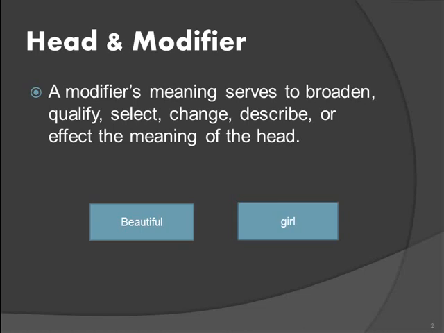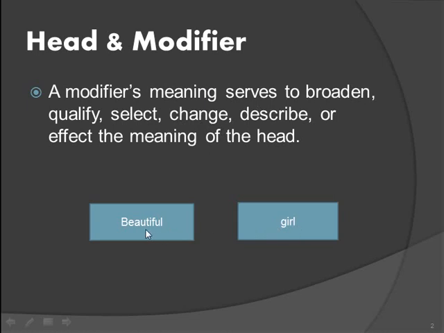Jadi phrase itu adalah kumpulan kata yang terdiri dari satu inti beserta atau dan diikuti dengan satu atau lebih modifier. Modifier itu apa? Modifier itu adalah bisa menjelaskan atau menspesifikkan dan sebagainya. In this example, beautiful qualifies the girl. So that's why girl is the head and beautiful is the modifier.